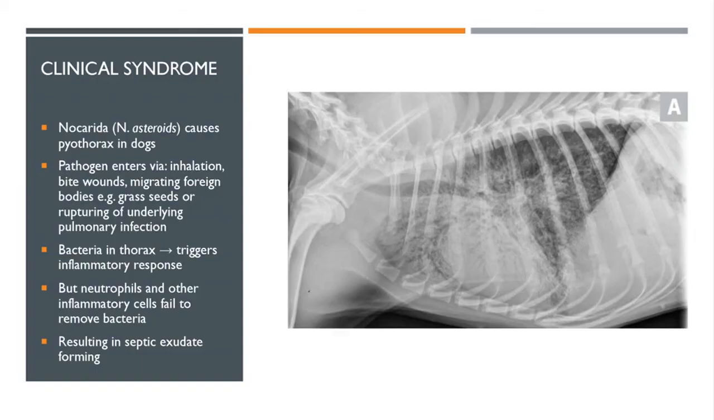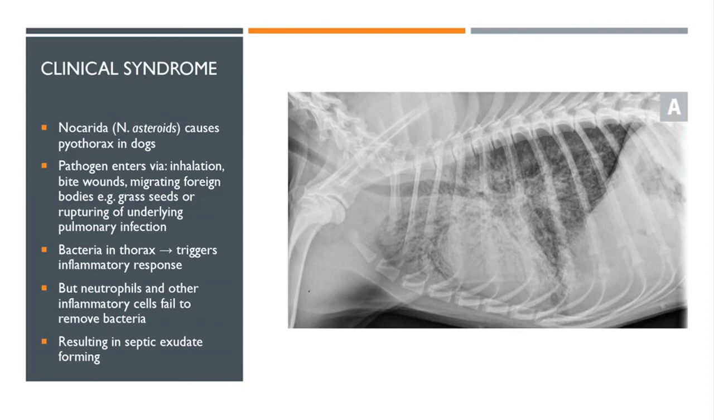Nocardia, particularly Nocardia asteroides, commonly causes pyothorax in dogs when it gains entrance into the thoracic cavity. The pathogen can gain entry via inhalation, bite wounds which penetrate the thorax, and migration of foreign bodies such as grass seeds that rupture underlying pulmonary tissue.